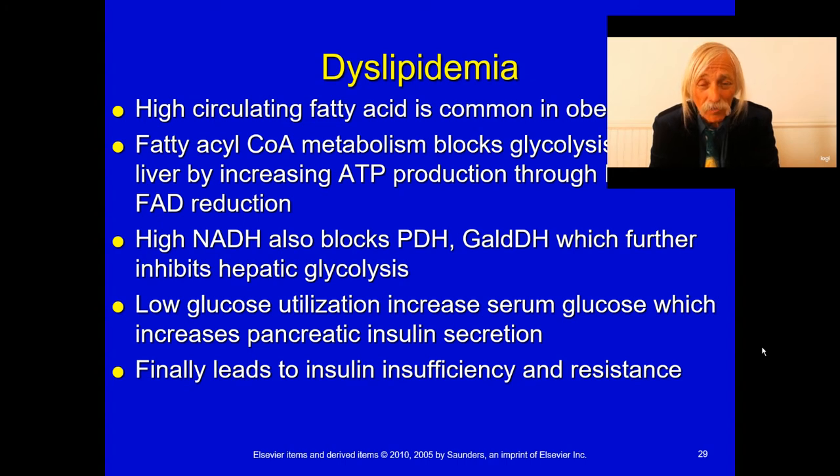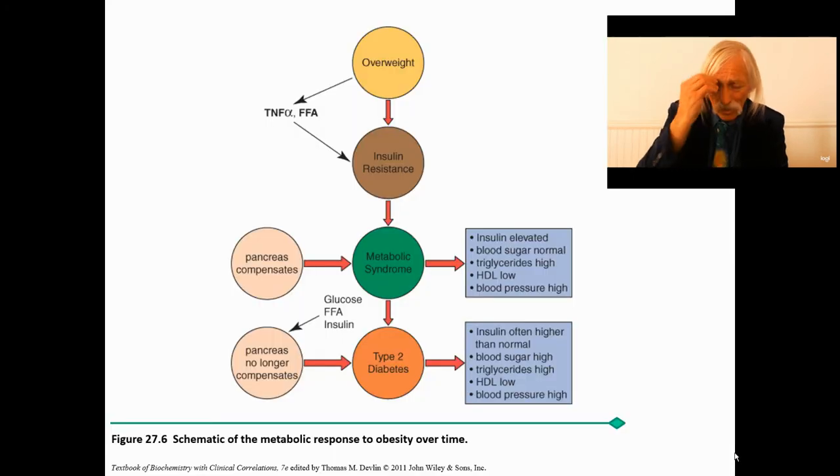So ultimately, you get insulin insufficiency and ultimately insulin resistance at those receptors for the same reason, high levels of free fatty acid. So you see how this comes together, how dyslipidemia is the real pathobiochemistry of type 2 diabetes.